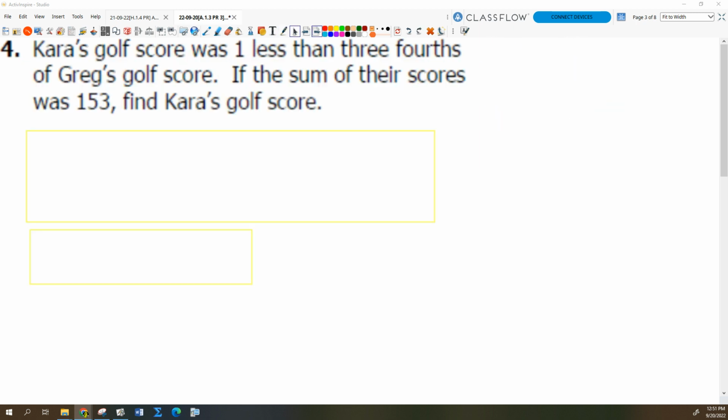Let's try another one. How about this one? Kara's golf score was 1 less than 3/4 of Greg's golf score. If the sum of their scores was 153, find Kara's golf score. Okay. All right. What's sum mean, by the way? Addition. Okay. This is a little tougher because this time there's 2 scores involved, right? There's Kara's golf score and Greg's golf score. So how are we going to deal with that?